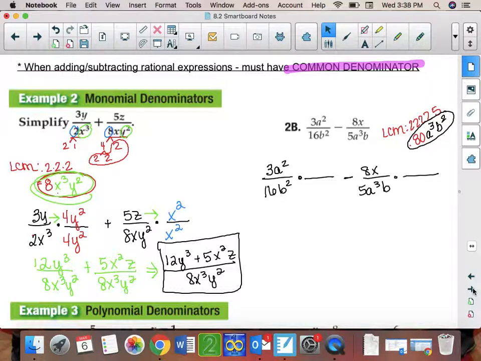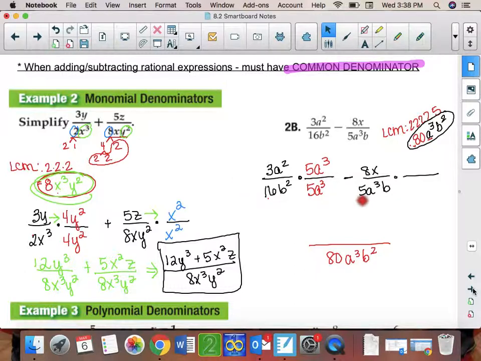Okay? So again, remember the goal is to get these over the denominator 80a cubed b squared. That's what we're trying to get to. So 16 times what would give me 80? Well, that'd be a 5. I need an a cubed from my LCM, so I'm going to multiply by a cubed. And then this already has a b squared, which so does my LCM, so I don't need to multiply by anything else. So I'm just going to do 5a cubed on top.